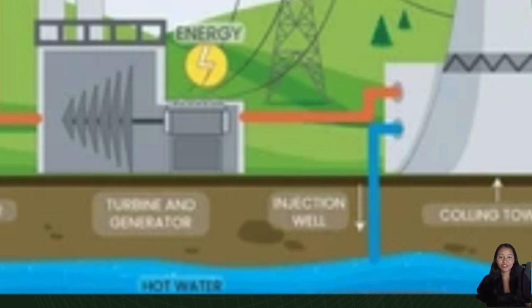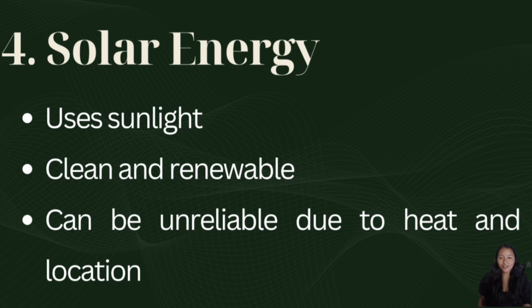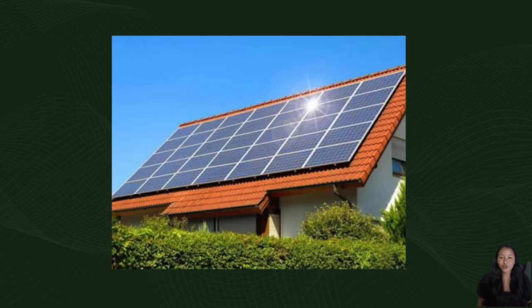And now let's proceed to solar energy. Solar energy uses sunlight to produce electricity. It is clean and renewable, but it can be unreliable depending on heat and location. Take a look at the solar panel image. This picture shows solar panels absorbing sunlight, and that sunlight will turn into energy. Fun fact: solar panels still work even on cloudy days, just less efficiently.